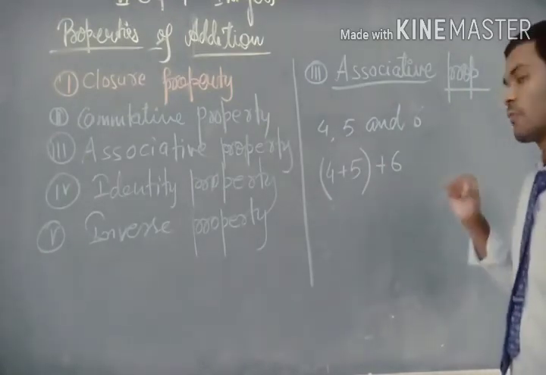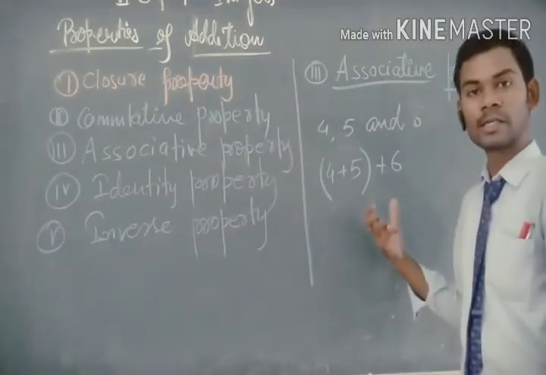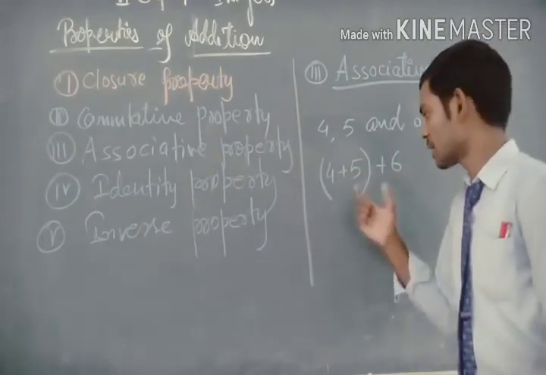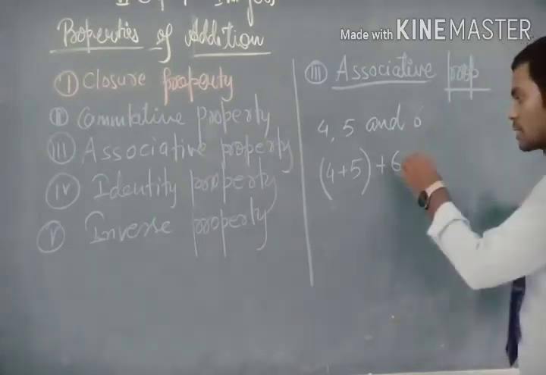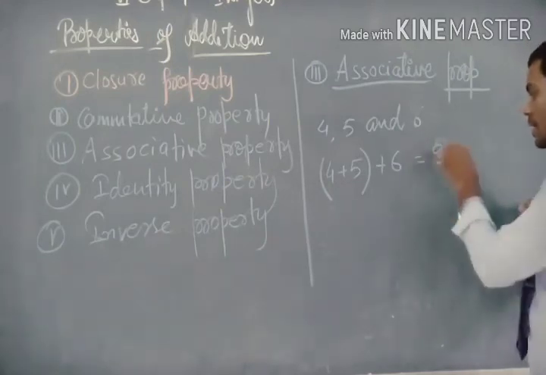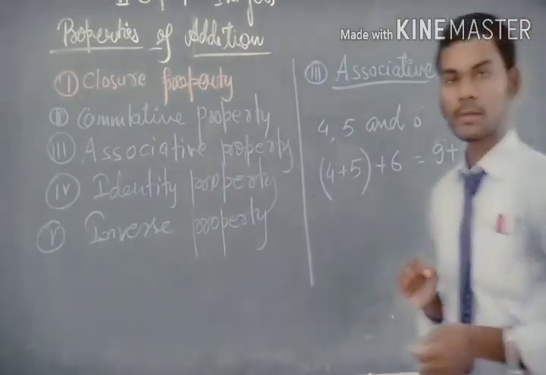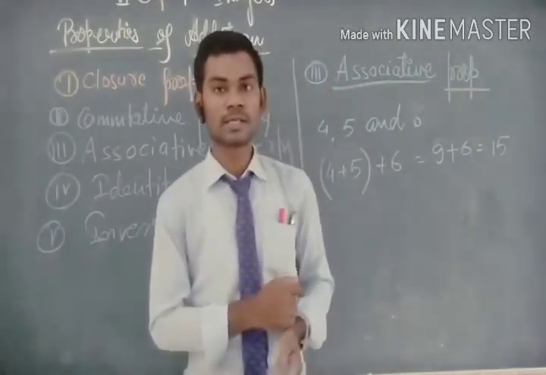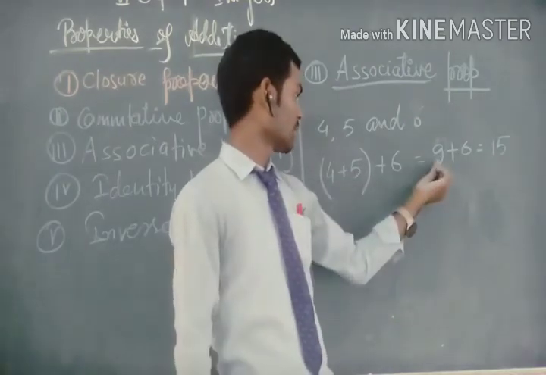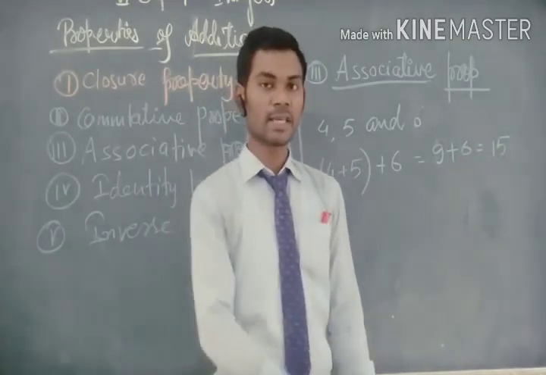This means that first we add the first two digits, and then we add the third digit to the sum of the first and second digits. And here when we add them, we get the result as 4 plus 5 is 9, and 9 plus 6 will give us 15. So when we add these three numbers like this, 4 plus 5 is equal to 9, and plus 6 gives us 15 as a result.